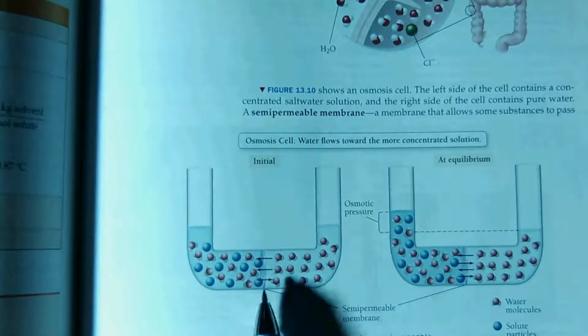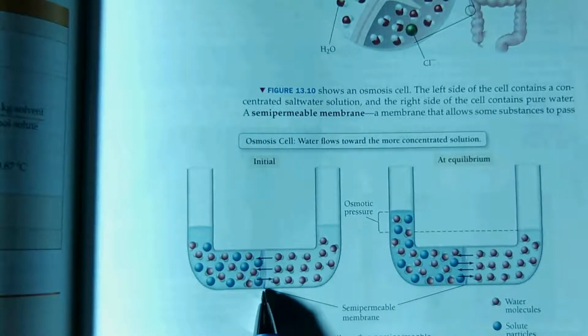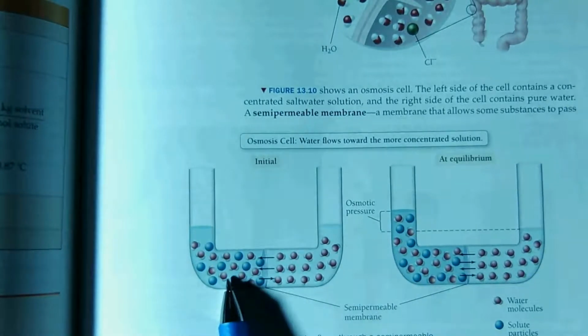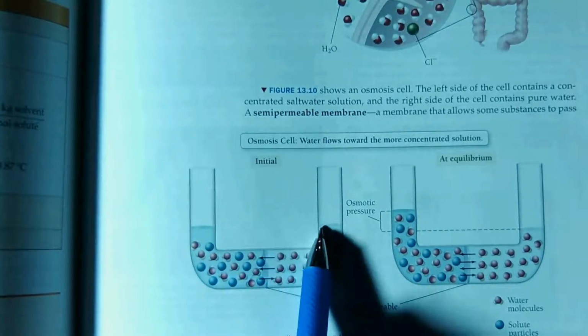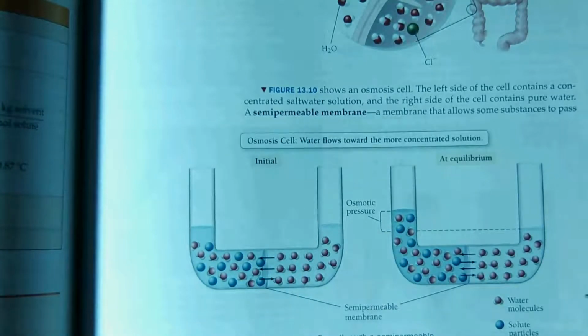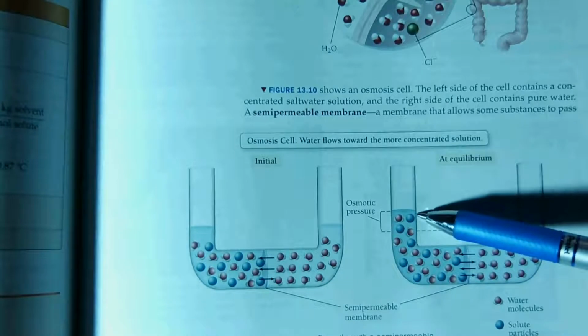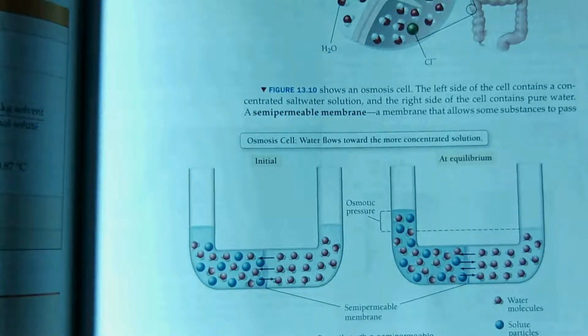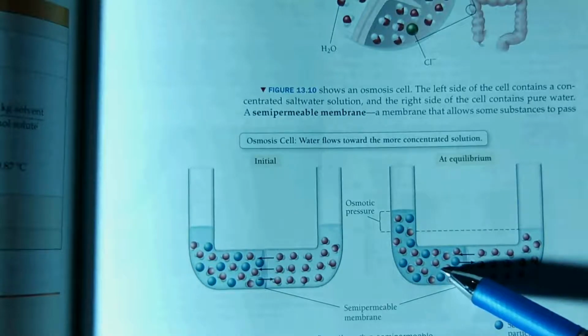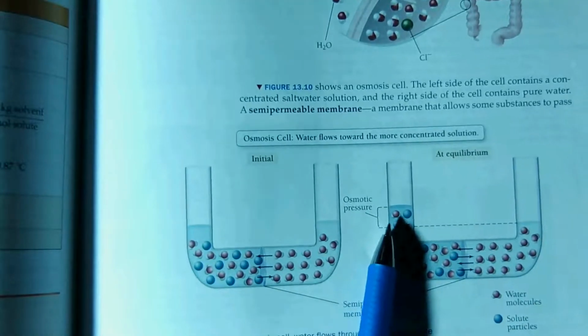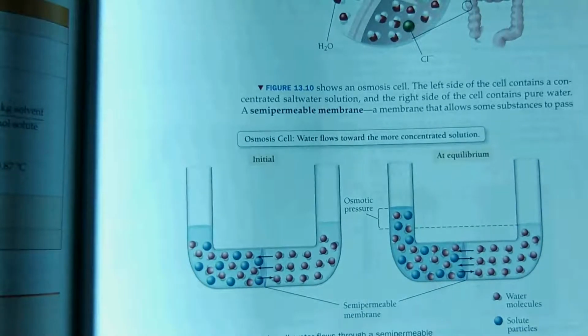If you start with this situation, the solution and the pure solvent, the two liquid levels are equal. If you let it sit there long enough, you'll end up with your tube looking like this, with the liquid level much higher on the left than on the right. How much higher is this? Oh, it depends on the osmotic pressure. Osmotic pressure is the pressure pushing these water molecules across the semi-permeable membrane, and that's what makes the water level go up. So that's osmotic pressure.